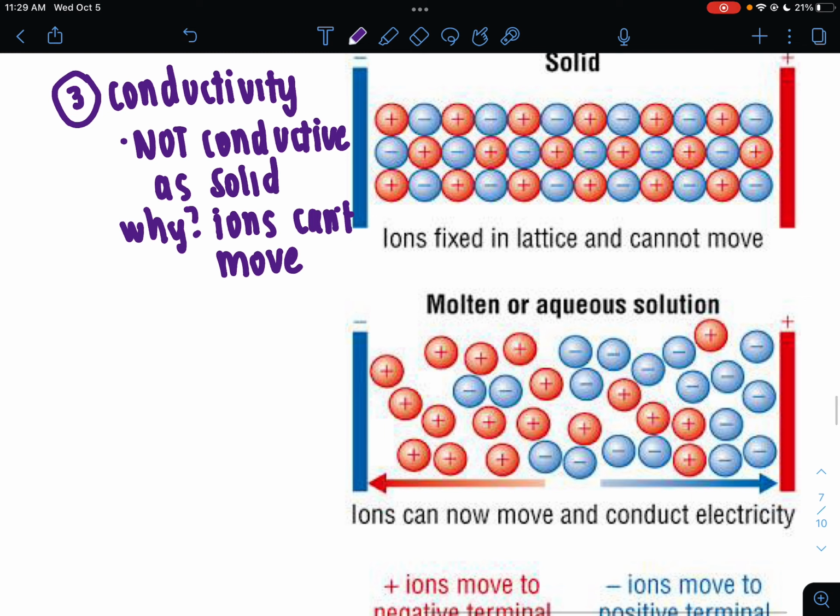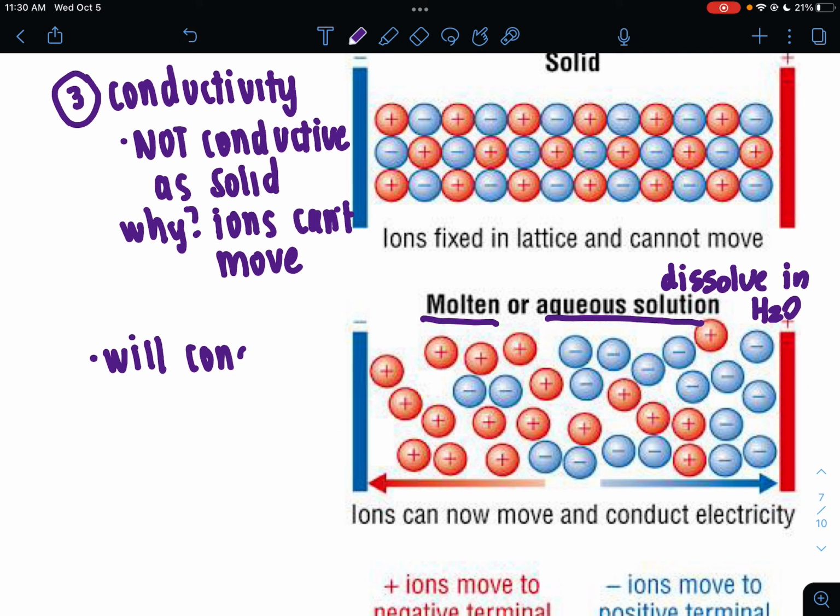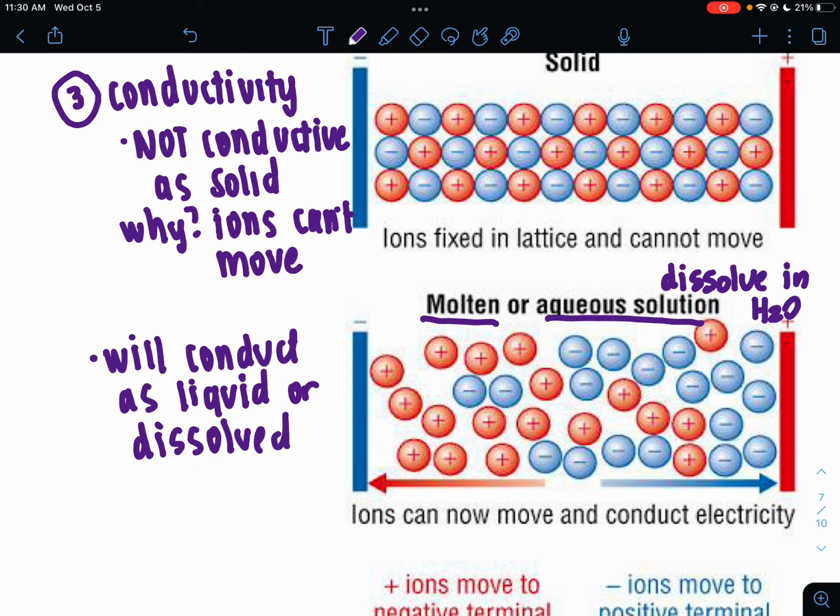But if we take an ionic substance and we melt it, so that's what molten means, or we dissolve it in water, so that means dissolve in water, then it will conduct. All right, so will conduct as a liquid or dissolved in water. So to conduct, you need a charged particle that's moving. I guess I should have said that earlier. So with metallic, you have negatively charged electrons that are free moving. That's why metals can conduct.